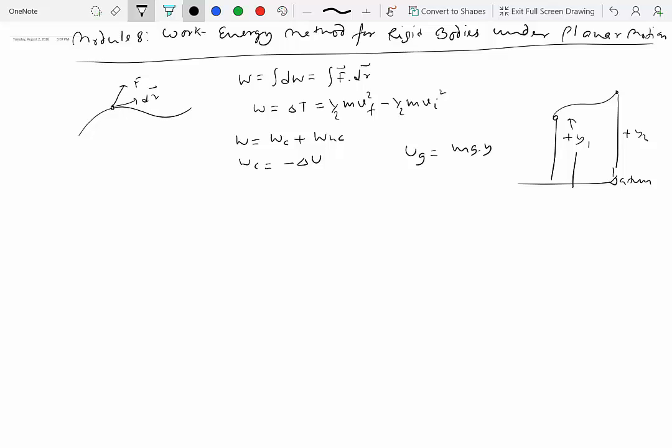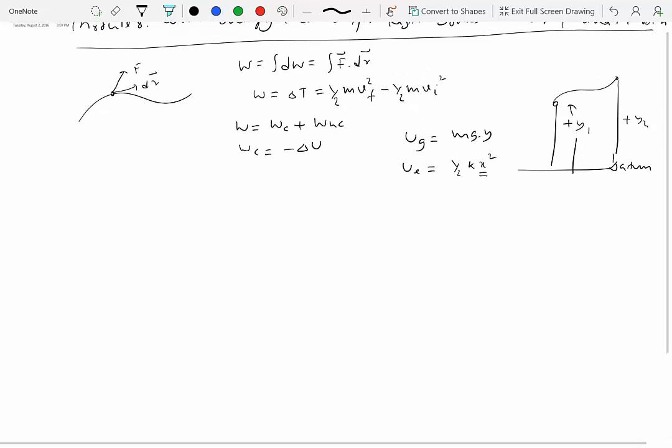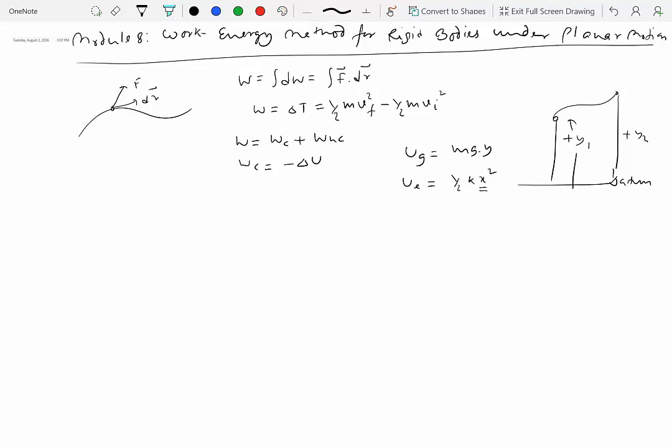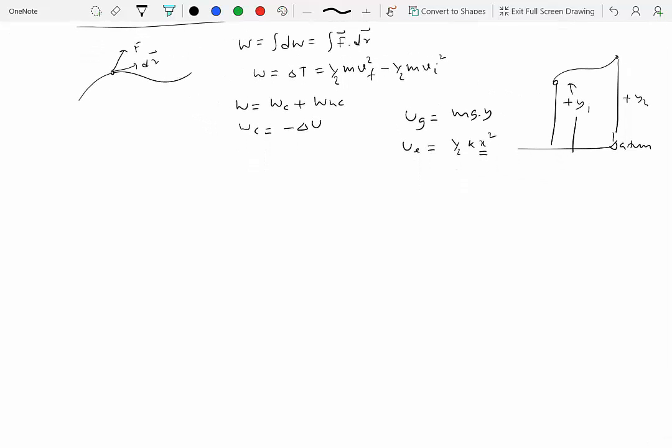Similarly, the potential energy function for linear elastic forces was defined as 1/2 kx squared, where x is deflection. It could be stretch or compression, and you can see that this quantity is always going to be positive whether x is positive or negative, because you have an x squared term. These were some of the basic things that we learned in that module when we talked about the work energy approach for particles.